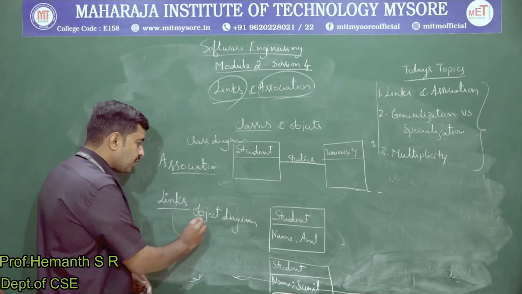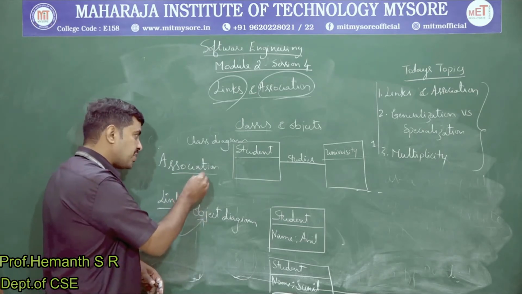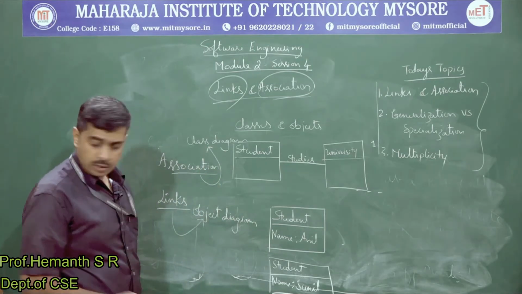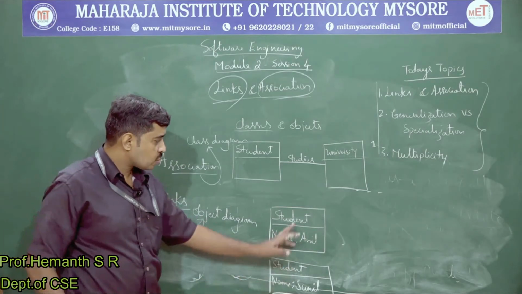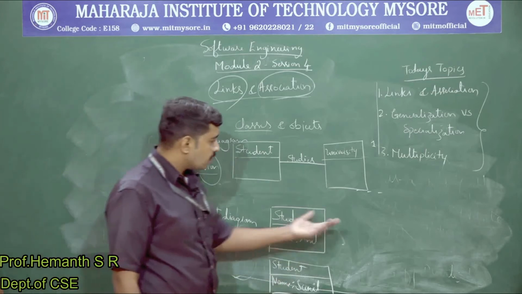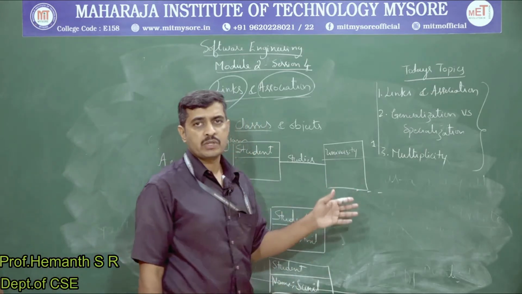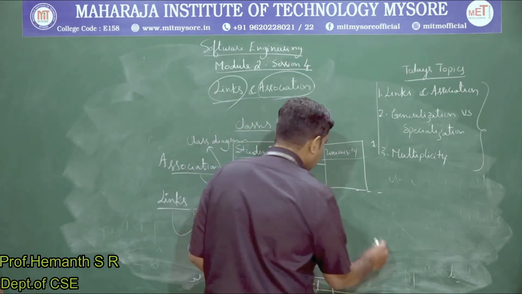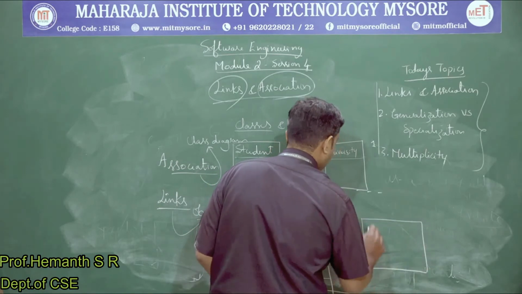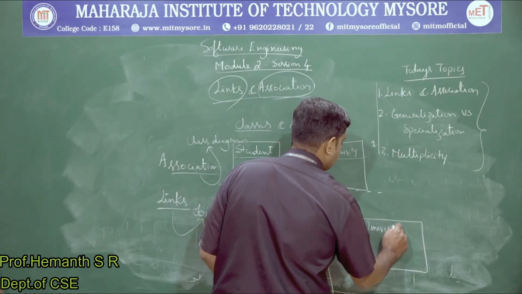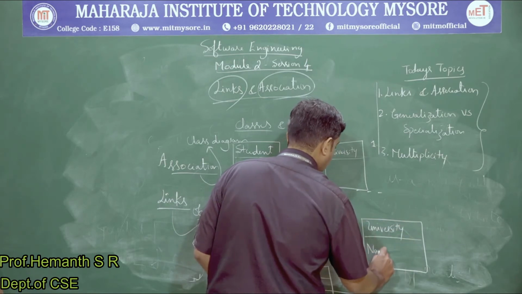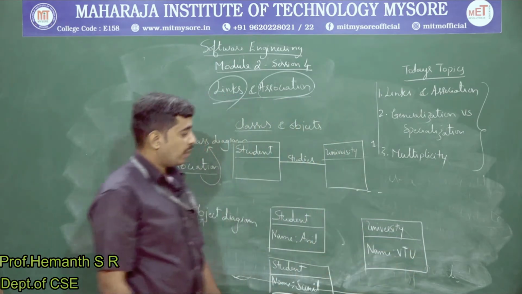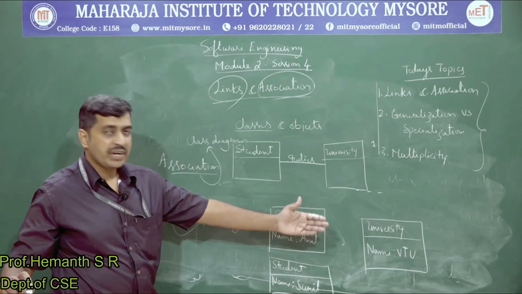So link is basically dealing with objects and association is basically dealing with classes. Now in the specific example, Anil and Sunil are students. Students belonging to which university? I'll create one more object. There can be hundreds of universities across the country or across the globe. So I'll create one university object, and I'll name it VTU. So I created one university object, VTU.